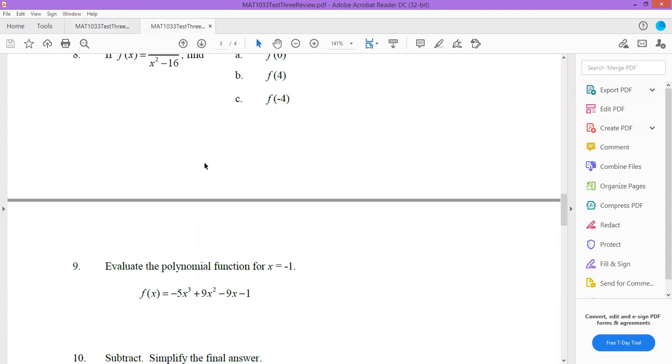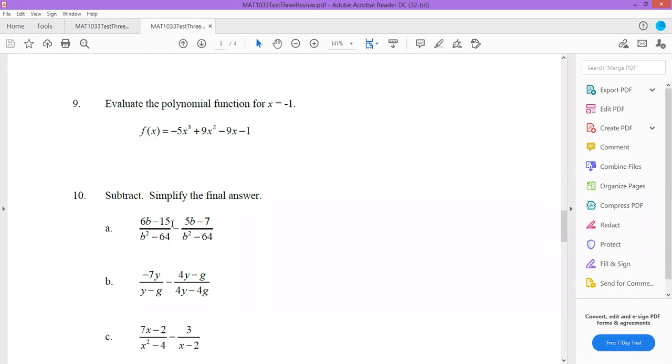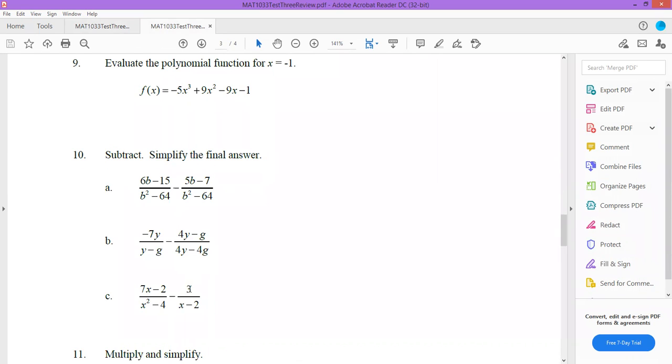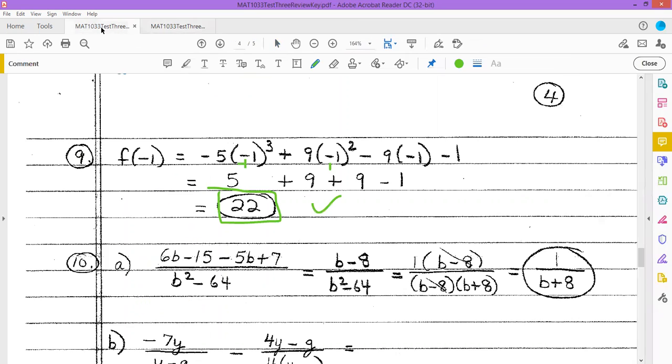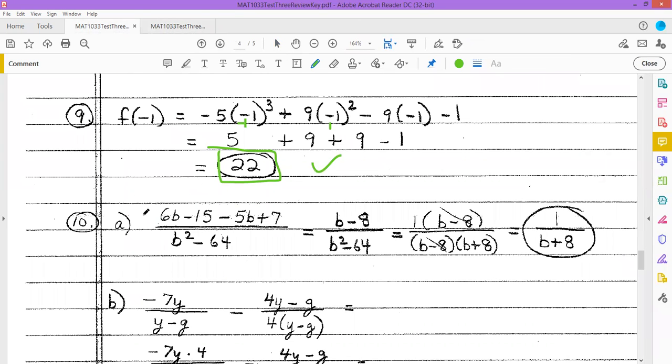Now letter A for number 10, you're just subtracting A, B, and C, each of those terms. In our first term, letter A, we have 6b minus 15 minus 5b plus 7 in the numerator, and it's divided by b squared minus 64. These two terms in the numerator, the b terms, 6b minus 5b, we can combine to get 1b. And then -15 plus 7 gives us -8.